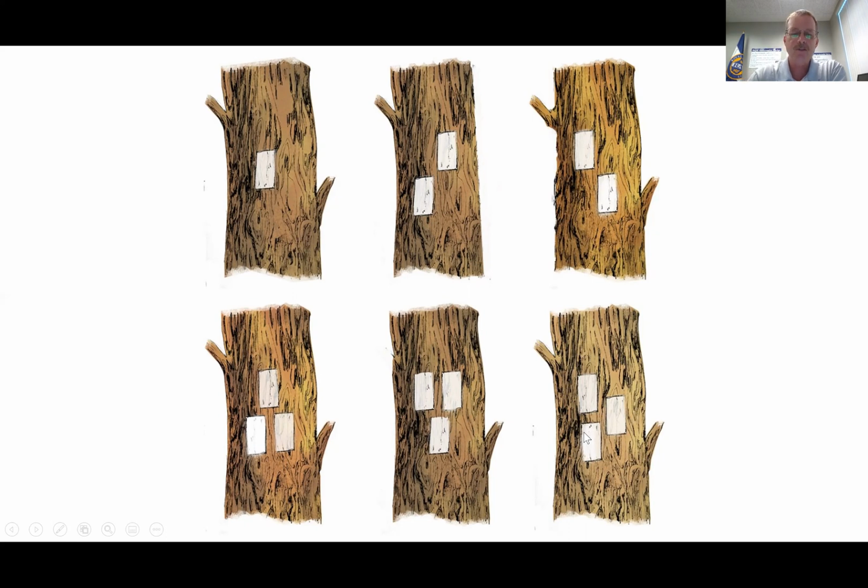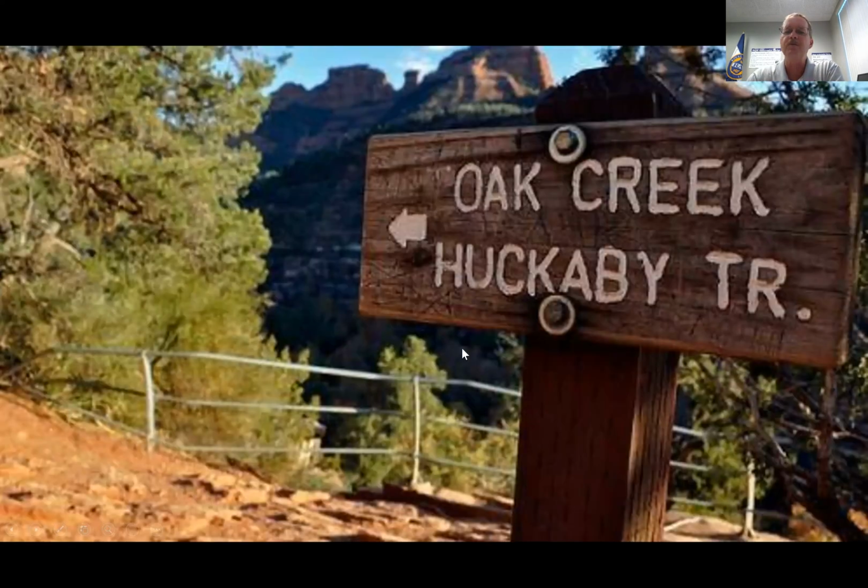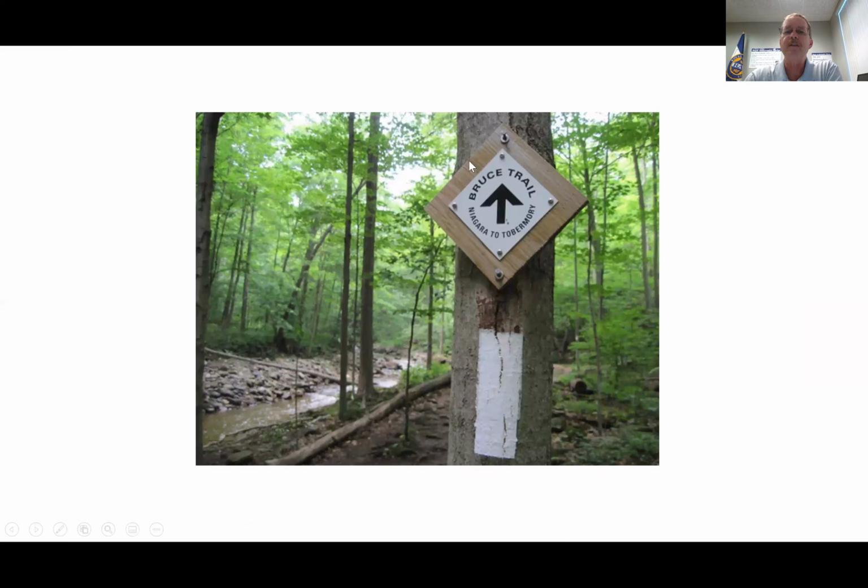The other thing you're going to see a lot of are some different kinds of posts. This is getting more common. There will be posts with actually the name of the trail on it. It will have arrows telling you direction, and it may even have distances to like the next trail or to the next point of interest along that trail. So a lot of times you'll see trail markers that look like this. You'll also see some that look like this.